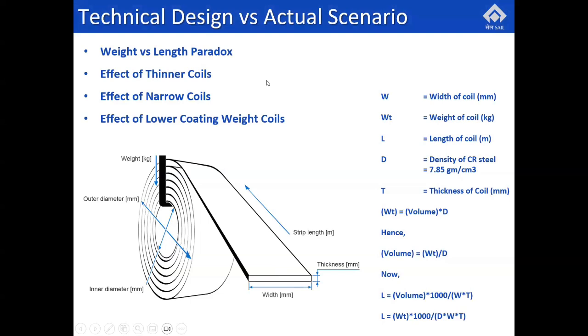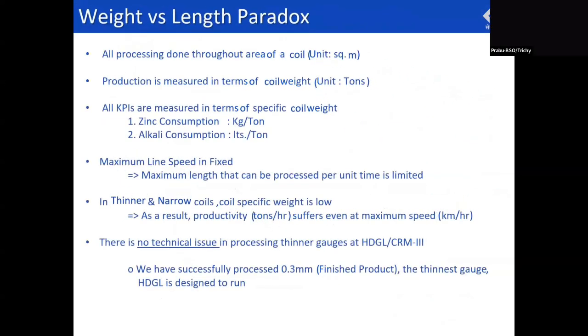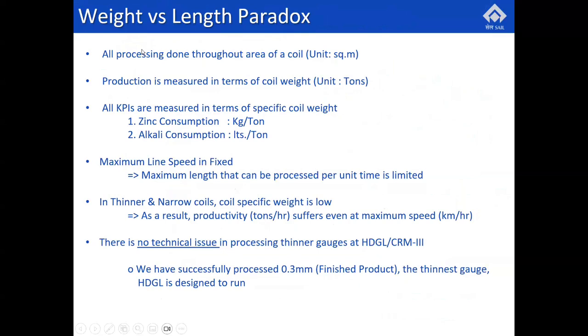So there are four major issues. The weight versus length paradox. Please understand, if we open up a coil, this is how you calculate the length of a coil. Keeping the steel density at 7.85, the standard, we can calculate the length of a coil from the thickness, width, ID or OD, and the weight.